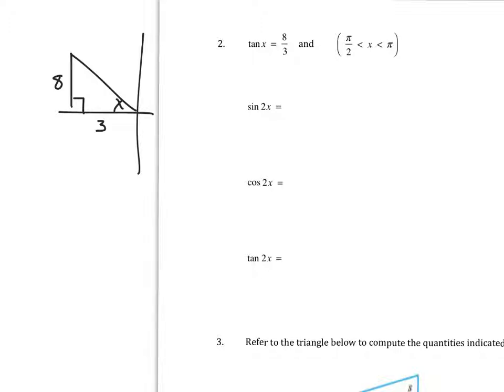Something's wrong there. How is it not negative? Yeah, it's got to be negative. It must be a typo. Okay, so we'll make it negative 8/3 and then make that negative 3.